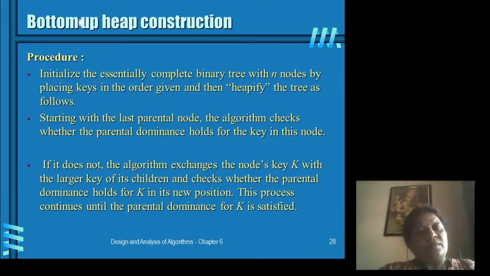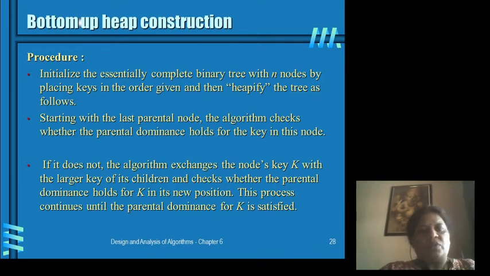Initialize the essentially complete binary tree with n nodes by placing the keys in the order given and then heapify the tree as follows. That is, whenever the elements are given, just construct a complete binary tree out of them. You need not worry about the ordering and other things. Just initializing, in the sense that whichever is the first value you get will be considered the root of the tree. The second value will be the left child, the third value will be the right child. Go on arranging the given elements in the form of a complete binary tree.